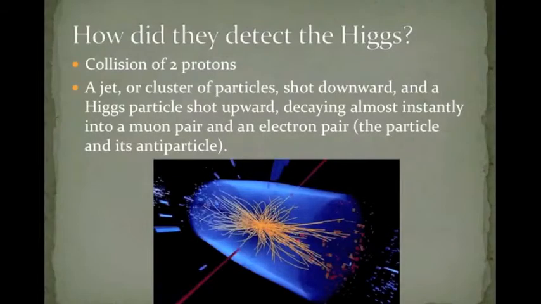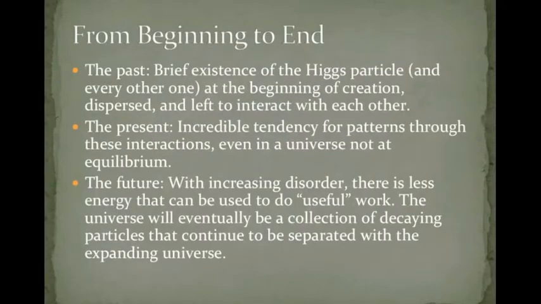I wanted to understand what they saw when they detected the Higgs, and after they collided two protons, they saw a cluster of particles shooting downward, and then a Higgs particle that shot upward that almost instantly decayed into a muon pair and an electron pair. We break it down into past, present, and future.